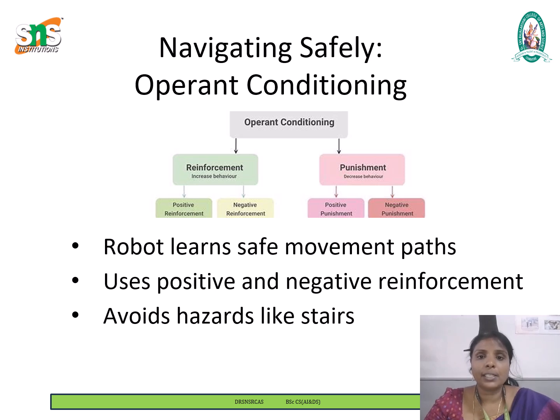In this diagram, operant conditioning is divided into reinforcement and punishment. The reinforcement is divided into positive reinforcement and negative reinforcement. Otherwise, it will go to the punishment. The punishment is divided into positive punishment and negative punishment. These are for navigating safely using operant conditioning.